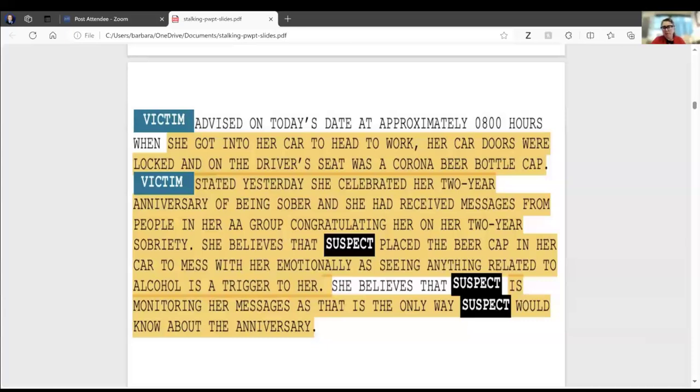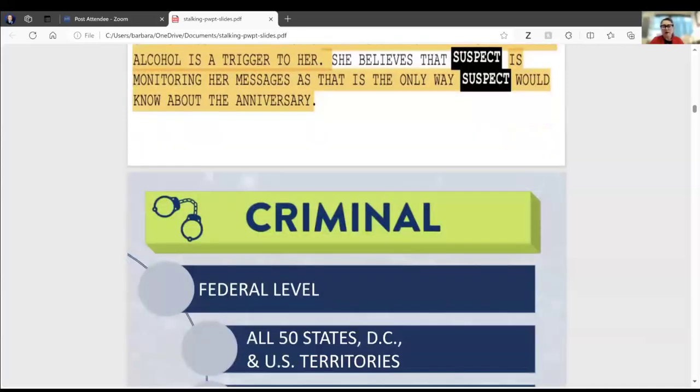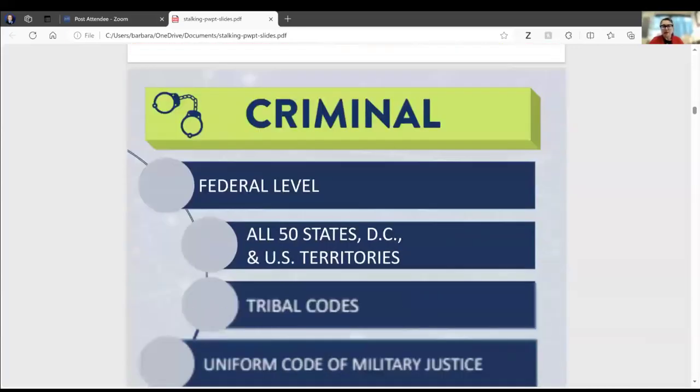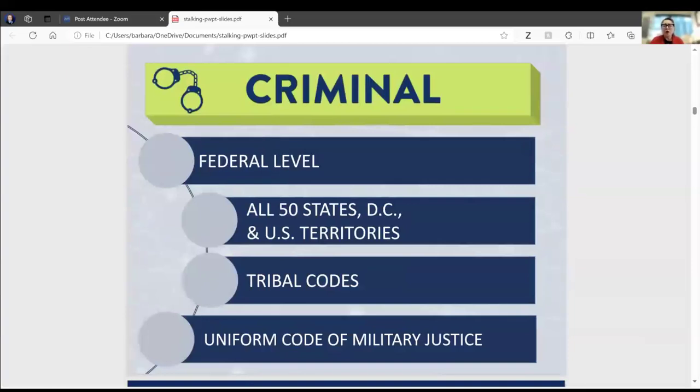So alone, that beer cap may not mean anything to anybody, including a police officer. But you have to be able to give context to what that means. And that's one of the reasons why Vanessa talked about talking to your clients, delving deeper into what they know and what they don't know, and what behavior has been happening, in addition to what kind of communication contact has been happening, and if the individual has told that particular suspect to stop.